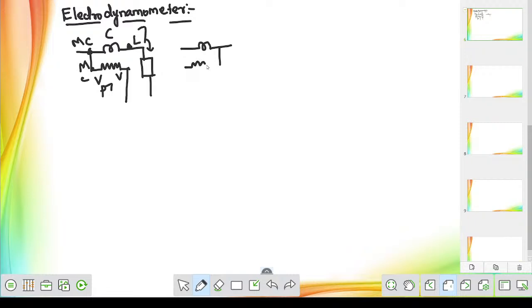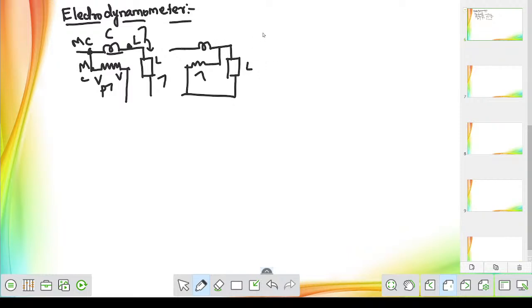Pressure coil will be connected like this. Then you can observe this is the load. So there are two types of connection that we are observing. In the first case, the current coil will be directly connected in series with the load. In the second case, the pressure coil is directly connected across, that is parallel to the load.